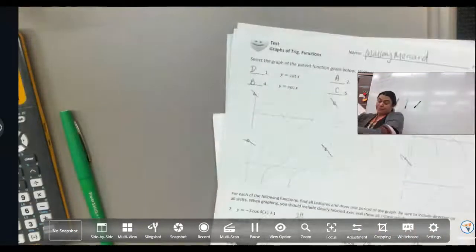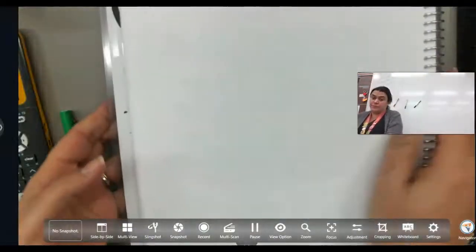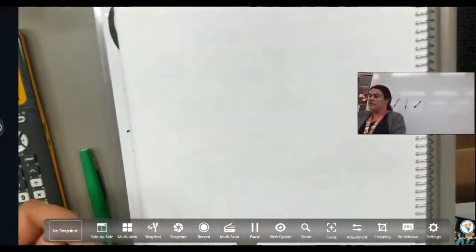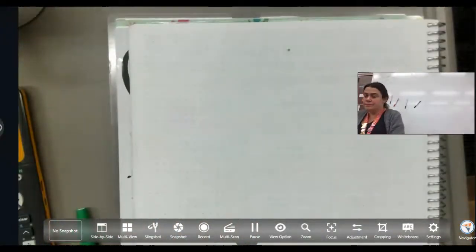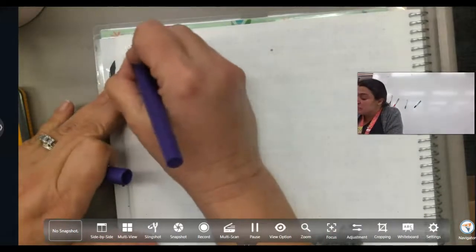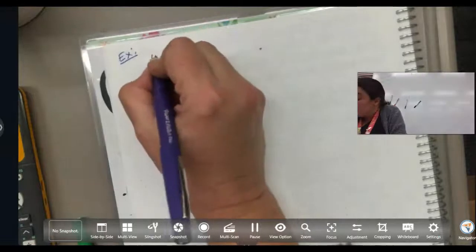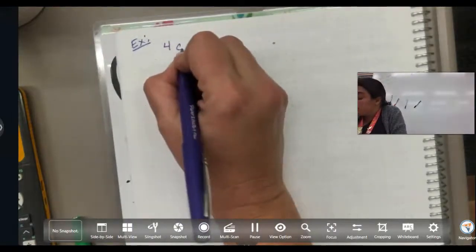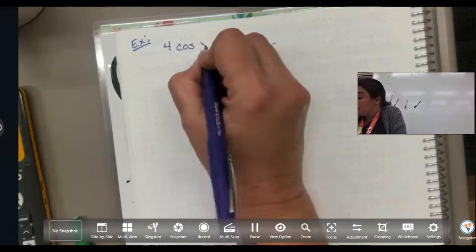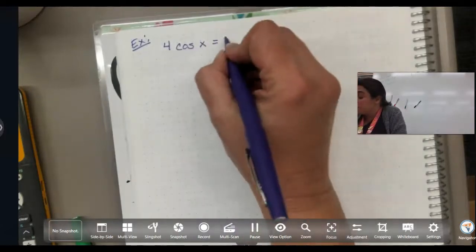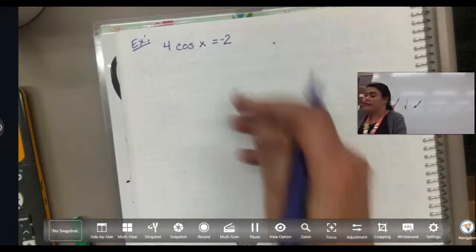Okay, example number 2. Move this out of the way. We don't want that paper under there. Example number 2 would be something along the lines of 4 cosine x equals, we'll make it a negative 2.